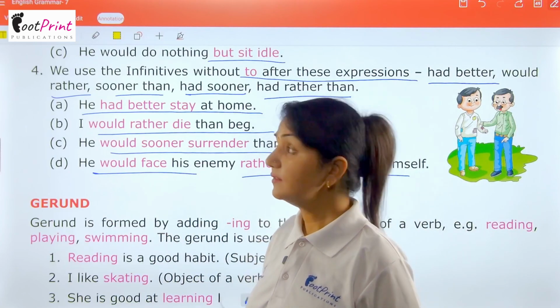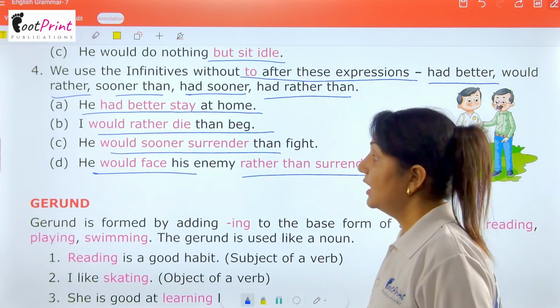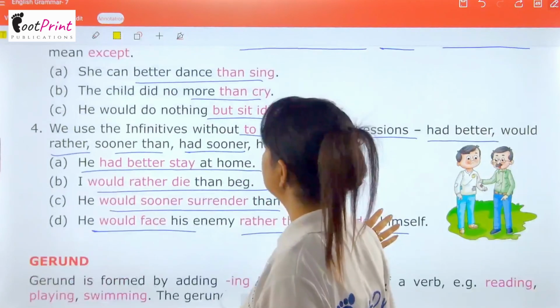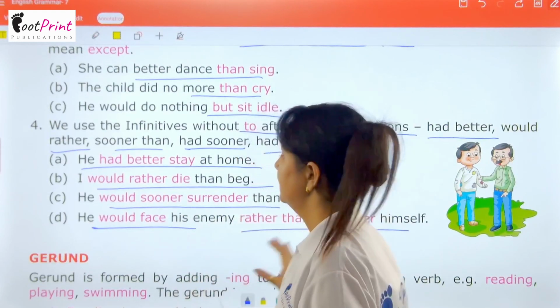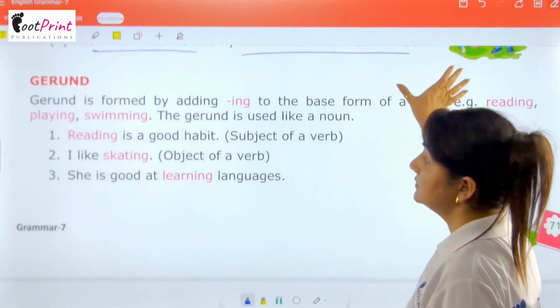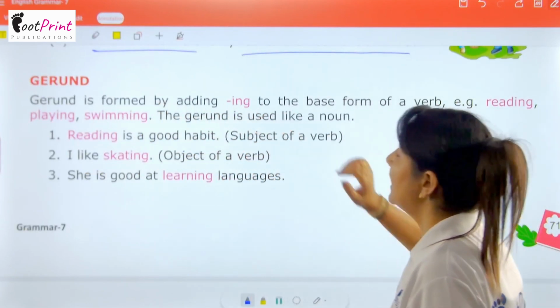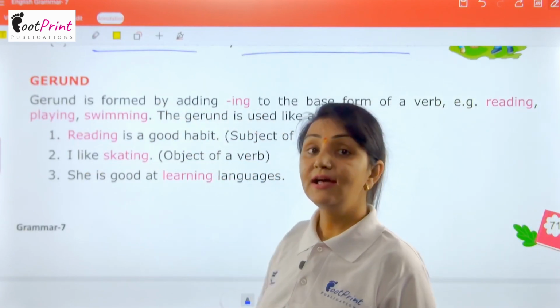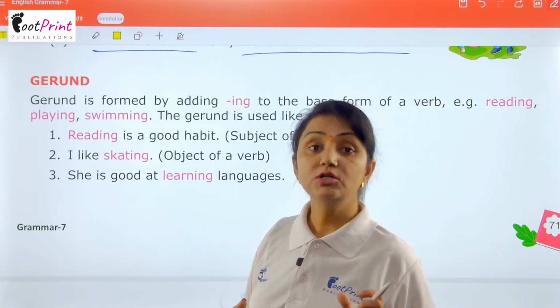Right? So that was all about your infinitives. Okay. I hope that you understand now some rules of infinitive sentences. Now we are moving toward gerund. A gerund is formed by adding "ing" to any verb. So this is called a gerund.